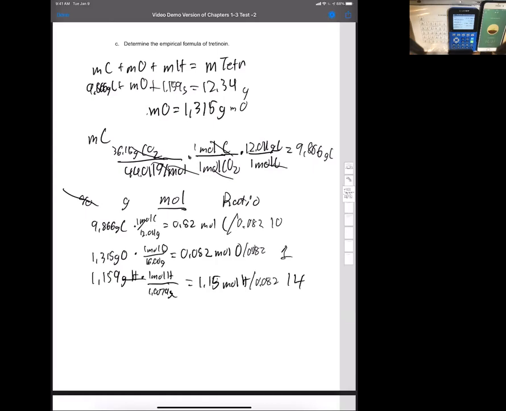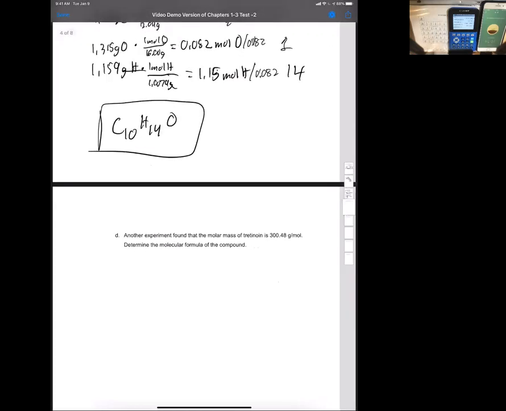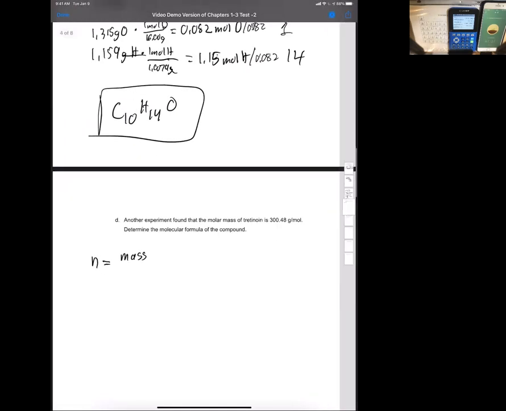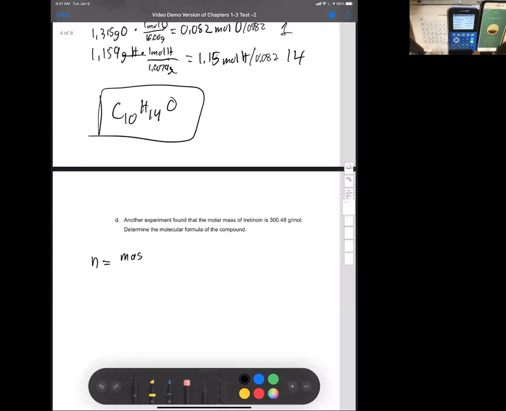So then now we have our equation, C10H14O. There we go, that's our empirical formula. This is a molecular formula question based on the molar mass. So here's what we're going to do: we take our multiplication factor, equal to the molar mass of the molecular over the molar mass of the empirical.